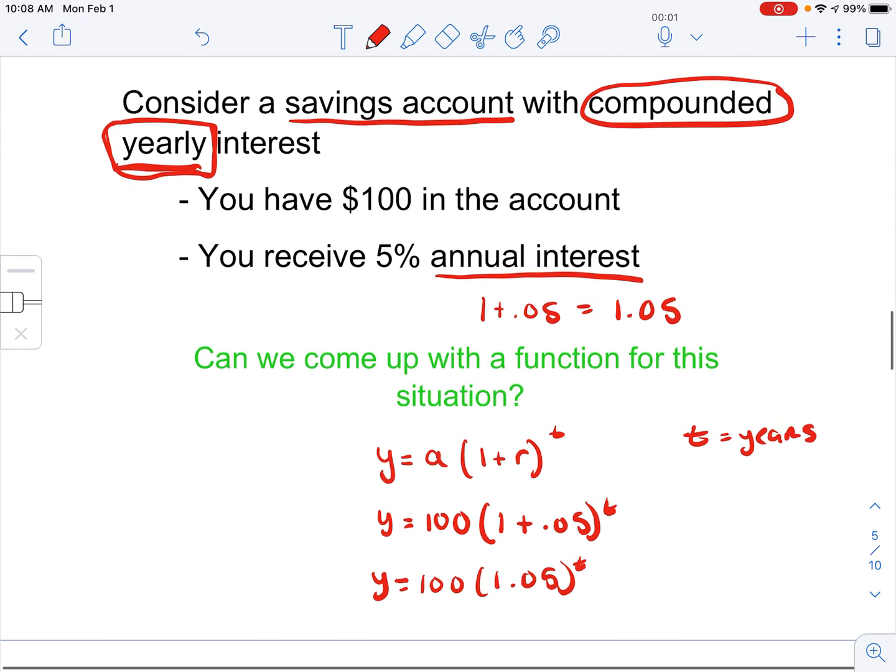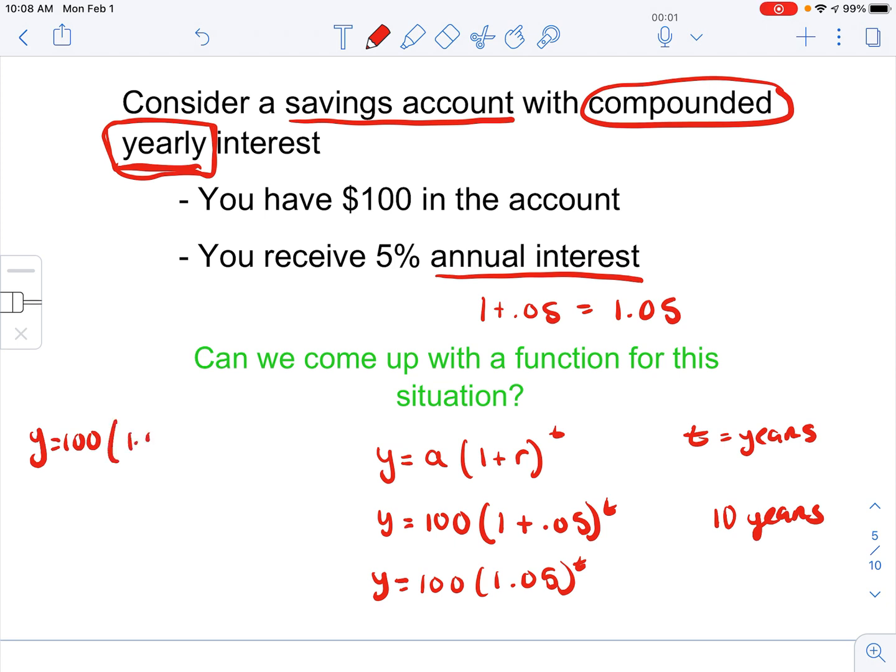So now, the question I want to ask you, and I don't have it written down here, is, how much will we have in the account after 10 years? We have our model. How do we calculate it? Well, if we want to find out how much we'll have in 10 years, we simply put the 10 in our exponent and make our calculation. So 100 times 1.05 to the 10. Okay, so that means at the end of 10 years, assuming I just left it in the bank, we have $162.89.